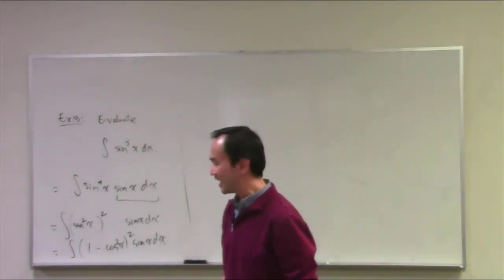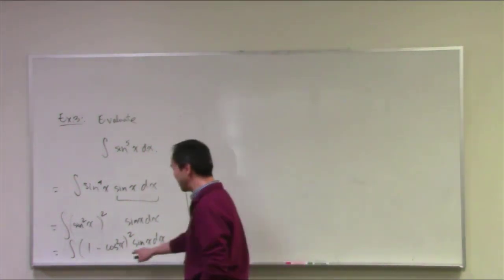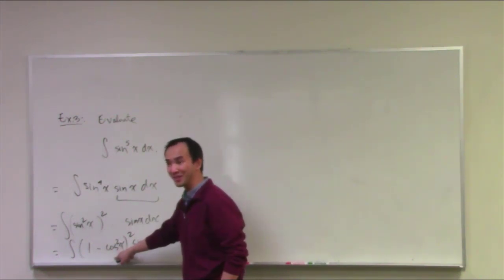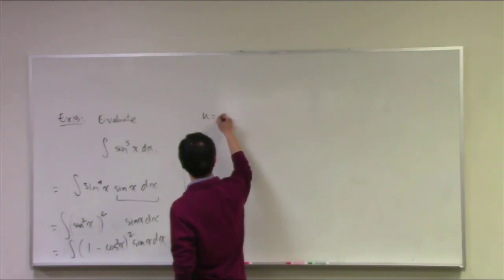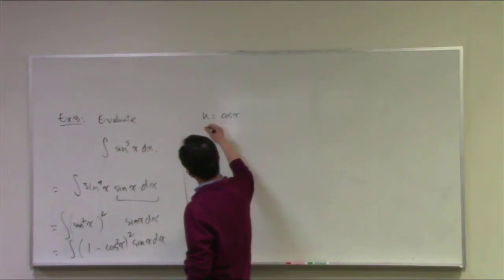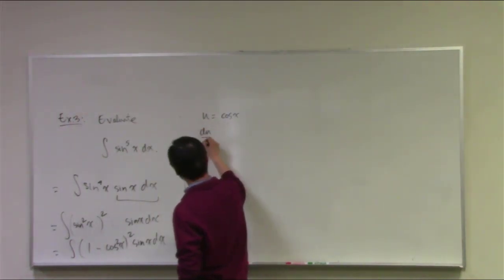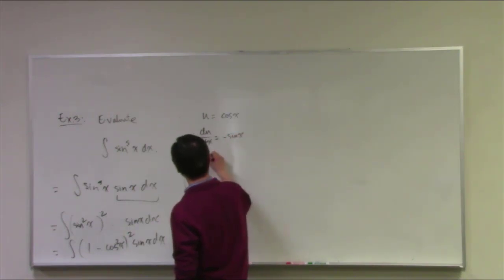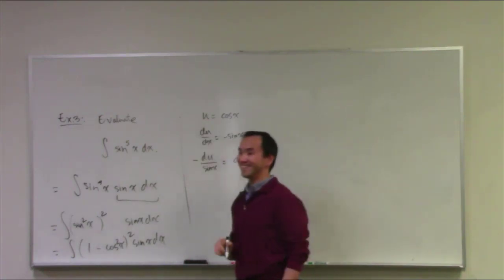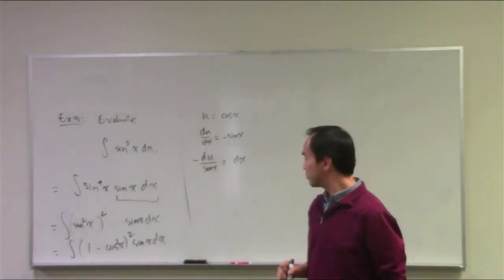And so now at this point, you guys have seen all of that technique right here: substitution. Just use a substitution for cosine. So I'm going to substitute the cosine of x with u. So u equals cosine of x. In that way, du/dx equals a negative sine of x. And rearranging the differentials, we get minus du over sine of x equals dx. Right? So things are going pretty effectively.